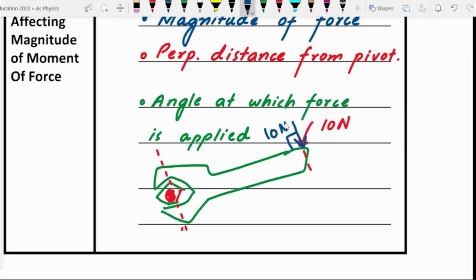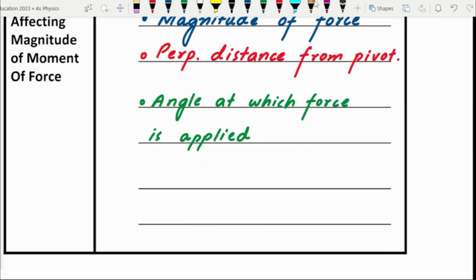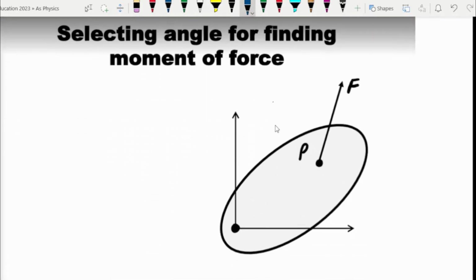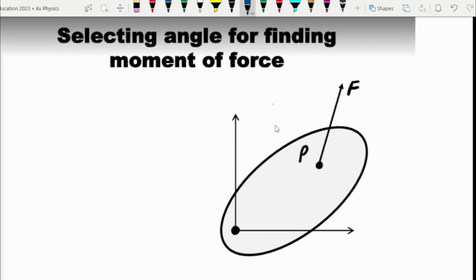So three factors: increase the force, increase the perpendicular distance from the pivot, and apply the force perpendicular to the pivot. Let's move on to the next thing. How do we find the angle for finding the moment of force? How do we select the angle?